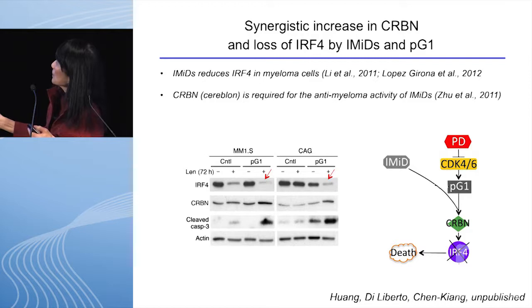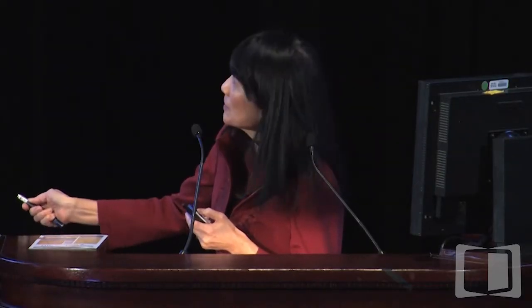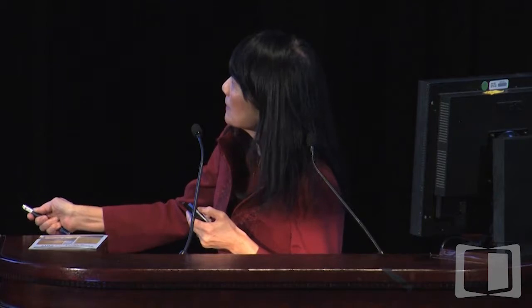As we by now know, from the 2 nice publications, CRBN and the E3 ligase play a role, as well as IRF4. Does the synergy go through this pathway? Yes. If you look at the 2 cell lines, IRF4 is reduced by lenalidomide, but nearly completely disappears when you have the 2 agents together. In the other cell line, it's even more dramatic. And this corresponds to a greater increase of the E3 ligase CRBN.